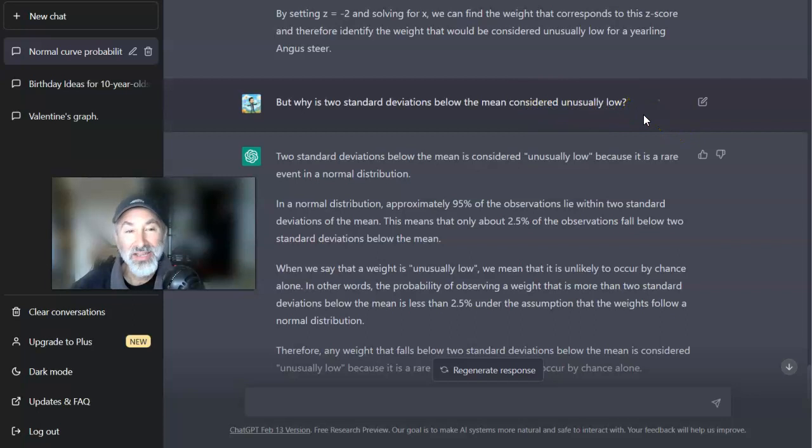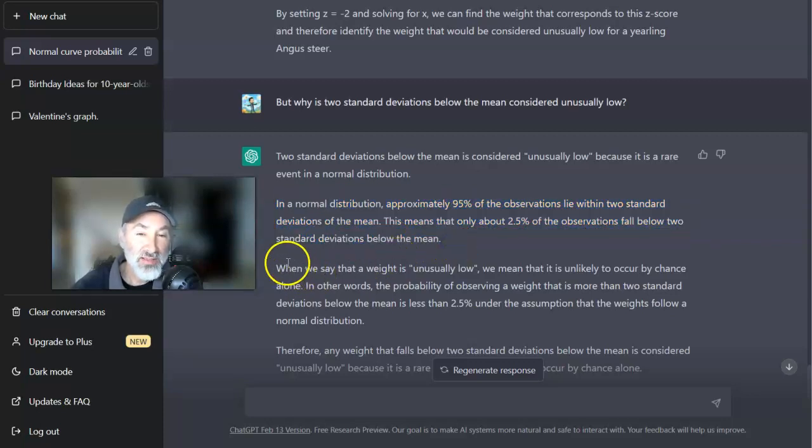And finally, I feel like ChatGPT really resolved all my concerns about this problem. 2 standard deviations below the mean is considered unusually low because it's a rare event. Why is that, ChatGPT? Well, they go on. In a normal distribution, approximately 95% of the observations lie within 2 standard deviations of the mean. That means only about 2.5% fall below 2 standard deviations below the mean.